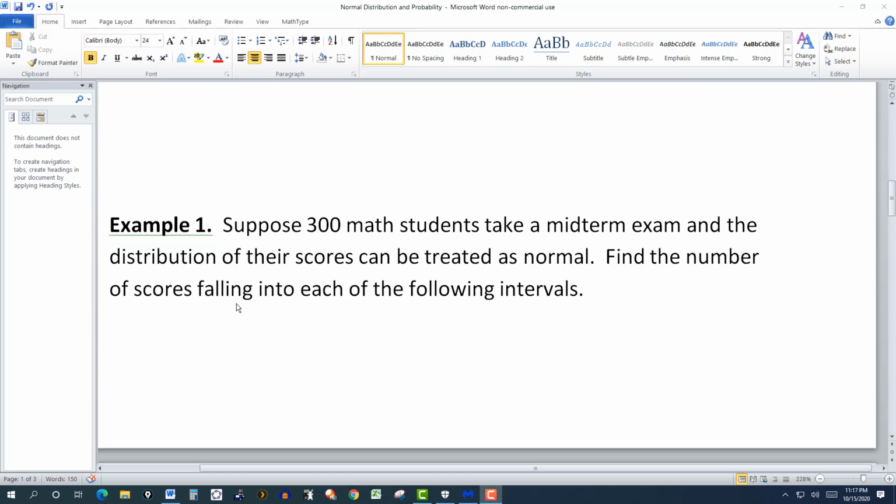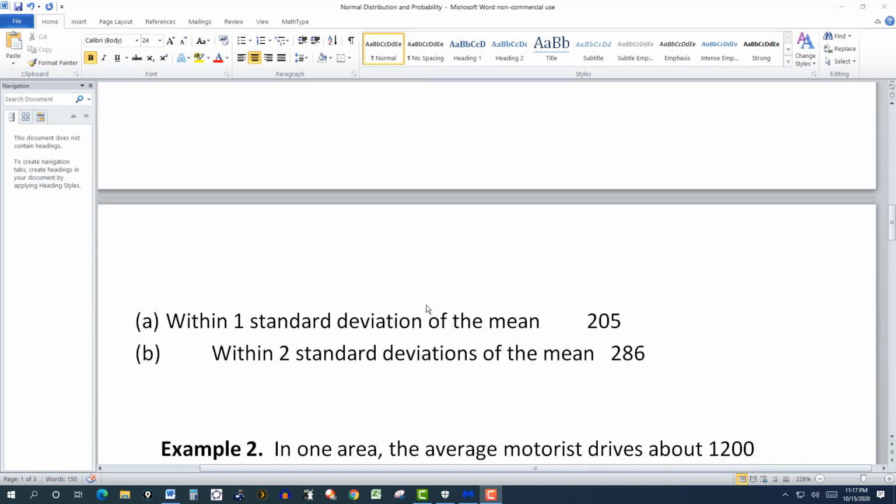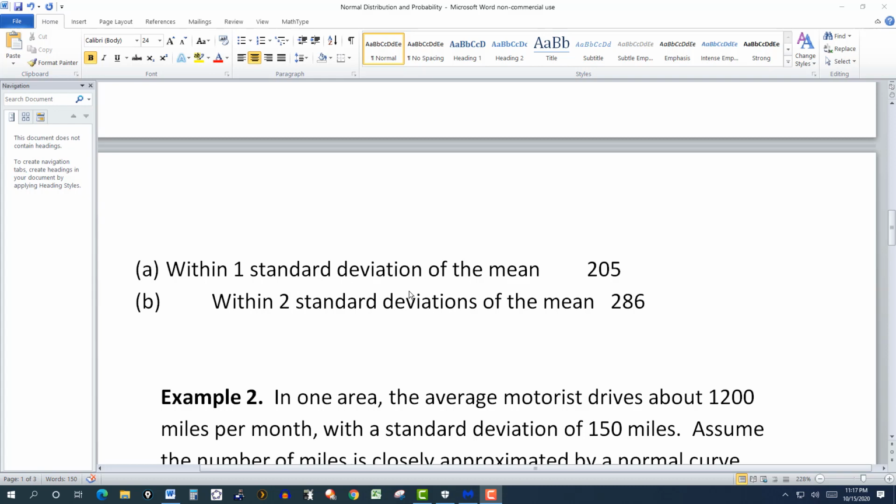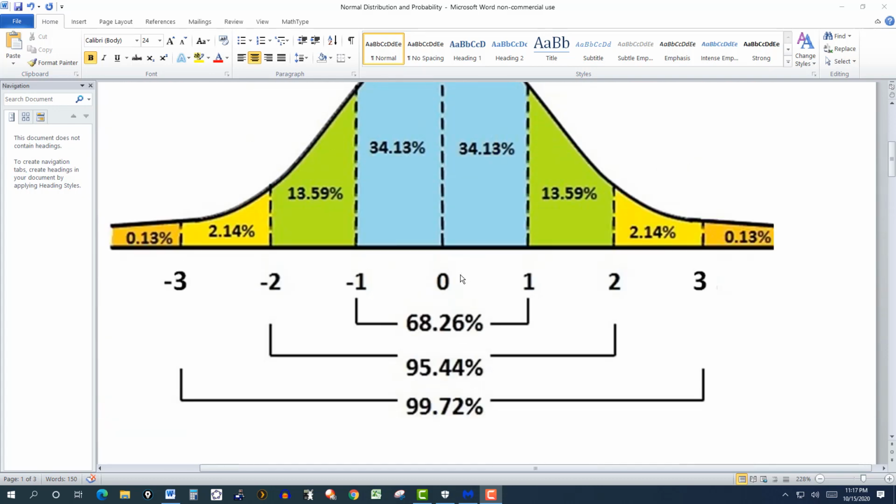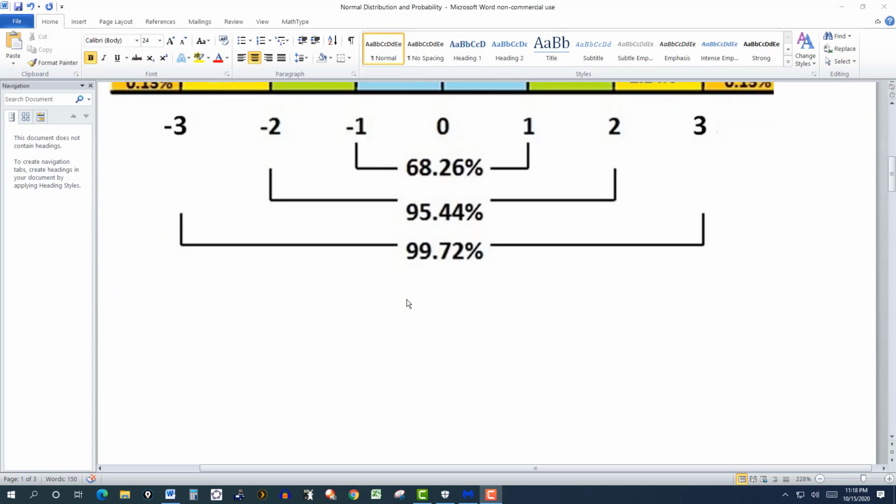So we want to find the number of scores falling into each of the following intervals. So we have 300 math students take a math exam, and the distribution of scores can be treated as normal. So that means we can use this type of procedure. Find the number of scores falling into each of the following intervals, within one standard deviation of the mean. So we look at the table over here. This is one standard deviation between -1 and 1, which is, of course, 68.26 percent. Probability would be 0.6826, and so on.